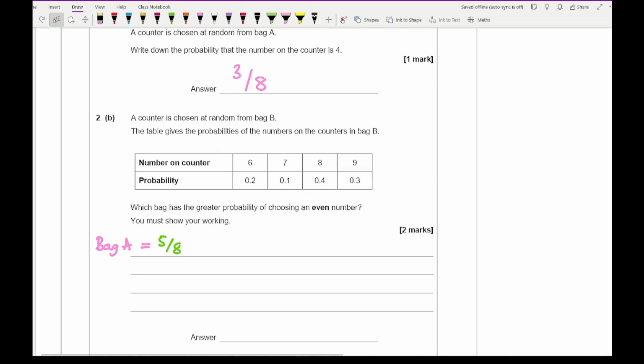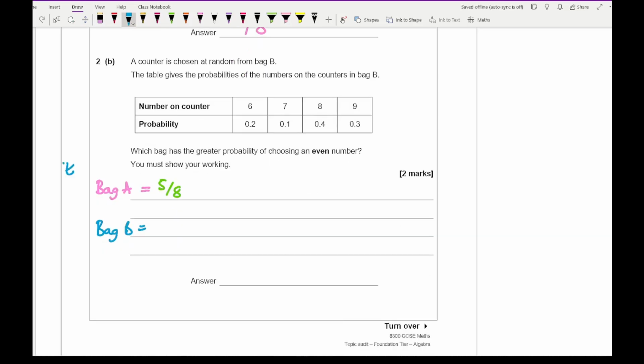Then for bag B, if we work out the probability of selecting an even number, let me just write a little heading here so we know what we're talking about. An even number is going to be 6 or 8, so that's 0.2 plus 0.4, which is 0.6. Now, as you can see, we've got a mixture of fractions and decimals.